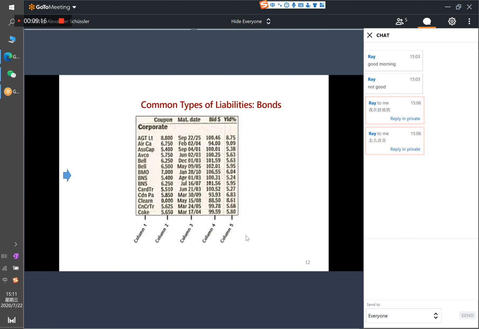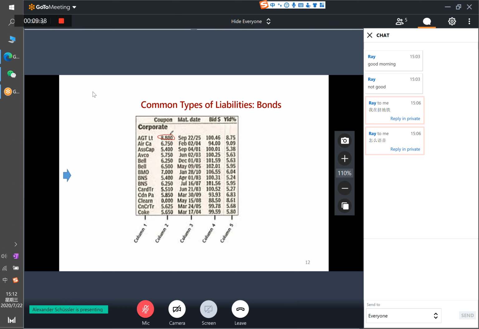Here we see an excerpt from a newspaper, and we see certain bonds. Those bonds, what do they have? They have a coupon. Again, what is the coupon? Can you tell me what the coupon is? Exactly, Liang. Very good. The coupon is the stated interest rate.